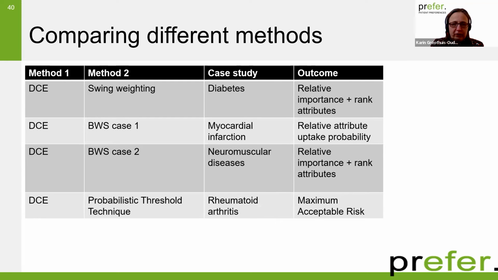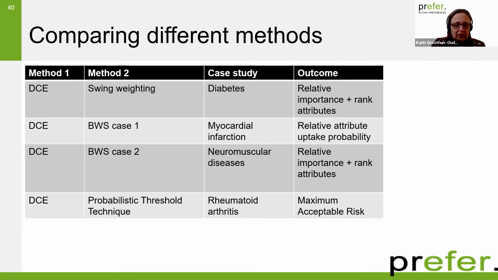chose 4 specific ones from Prefer, because in a lot of case studies in Prefer, two methods were used just in order to be able to compare them between methods. And we chose 4 of them and 1 for each method. So the first comparison that we did was taken from the diabetes study, and there one can compare the DCE with swing weighting.